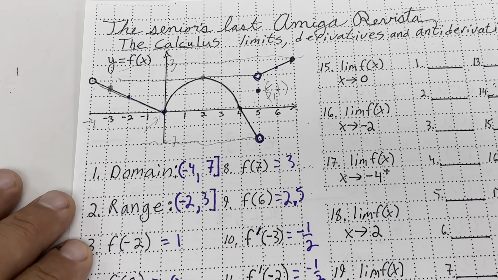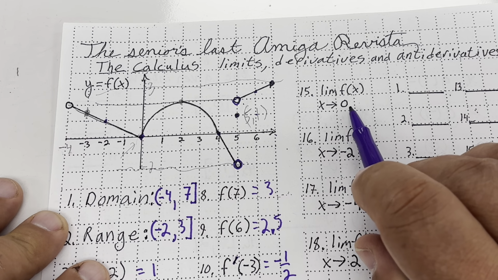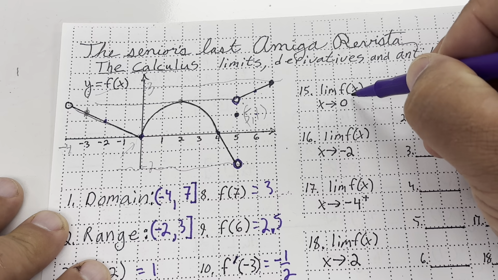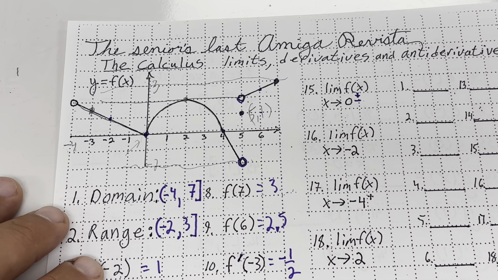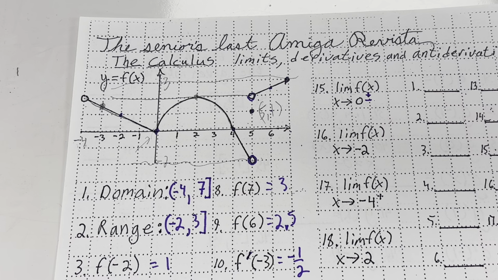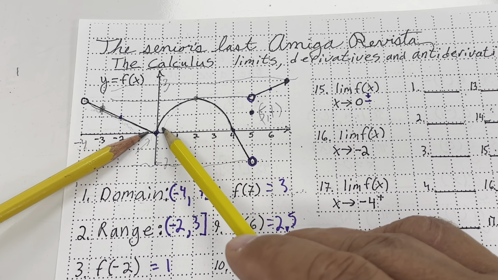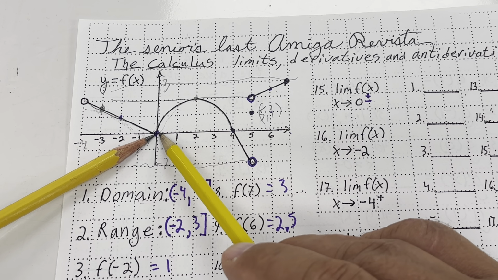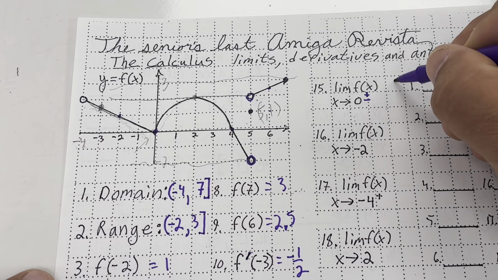Limits on the graph. Limit as x approaches 0. Now, this doesn't have a plus or minus up there, so that means it's inherent that it has both. So we're going to approach 0 from both the left and right. As I approach 0 from the left and right, notice they're going to meet up at x value 0, y value 0. So the double-sided limit is 0 for number 15.